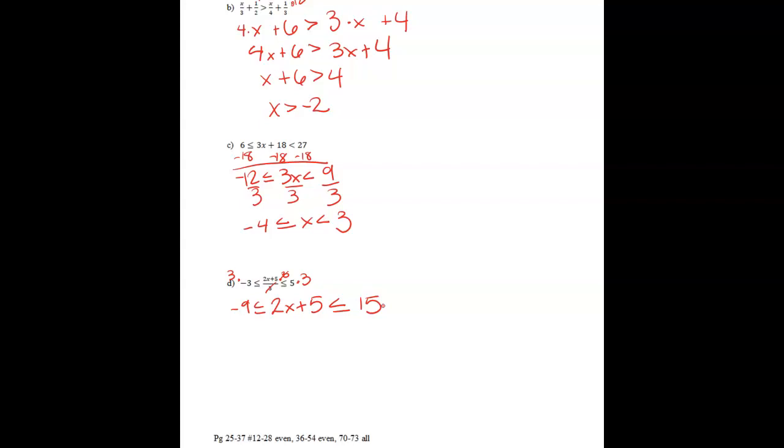Alright, now it becomes just like problem C. Try to solve for x just like you would in a linear equation. So subtract 5 over on both sides. I get negative 14 is less than or equal to 2x, which is less than or equal to 10. Alright, divide both sides by 2, all three sides by 2. And we should be done. So I'd get negative 7, which is less than or equal to x, which is less than or equal to 5. So x is between negative 7 and 5 is all that tells me.